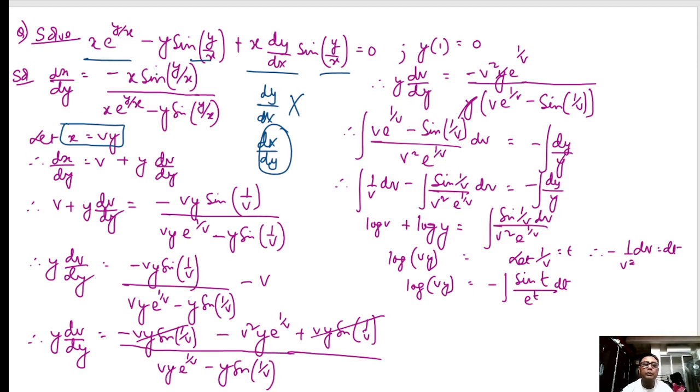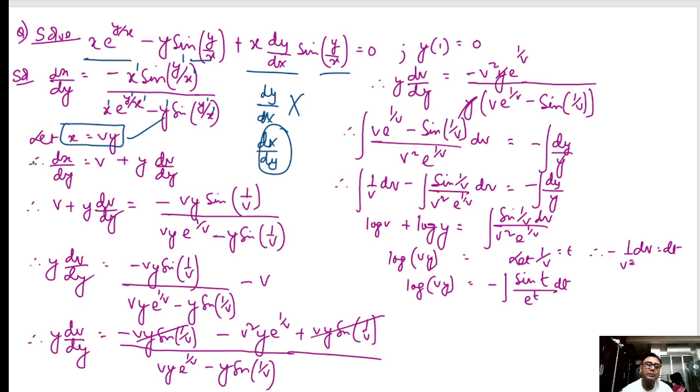So see, this is the homogeneous equation. The degree at the numerator and denominator is 1, so it is a homogeneous equation, but we cannot separate. It is not possible for us to separate dy by dx. That is why we are going for dx by dy, and when we do that, we have to take x equal to vy.